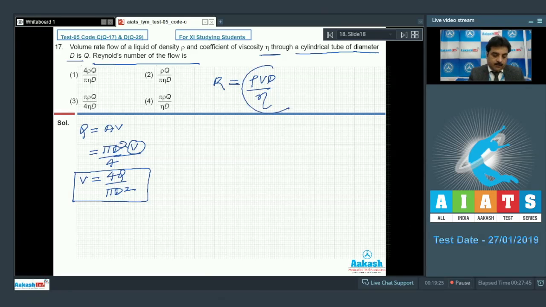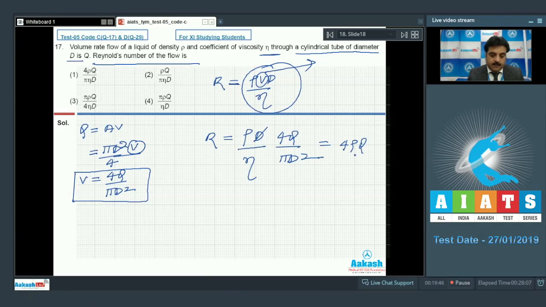Now because I know the formula of the Reynolds number, I am going to place the value. First I will write ρ, diameter, eta, and I am going to replace the speed v with 4 times Q upon pi d square. So the square of d will cancel, and you have only 4 times density Q divided by pi, eta and d. By this calculation you can find the Reynolds number of the flow. So my option number 1 will be the right choice. Let's move on to question number 18.